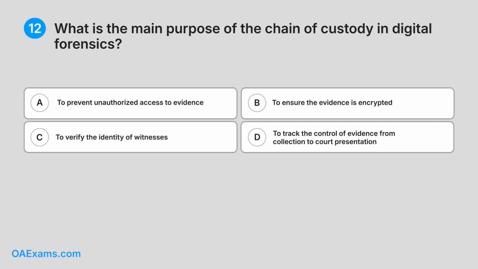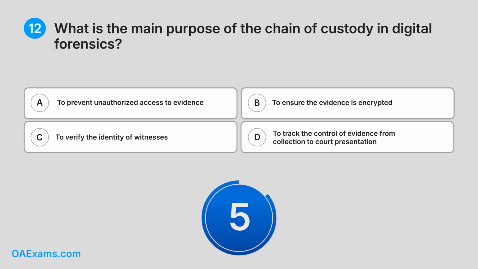12. What is the main purpose of the chain of custody in digital forensics? A. To prevent unauthorized access to evidence. B. To ensure the evidence is encrypted. C. To verify the identity of witnesses. D. To track the control of evidence from collection to court presentation. Can you guess the answer?